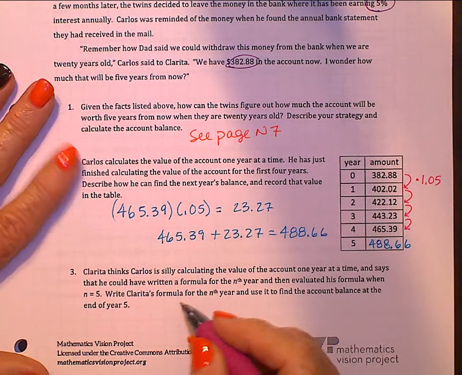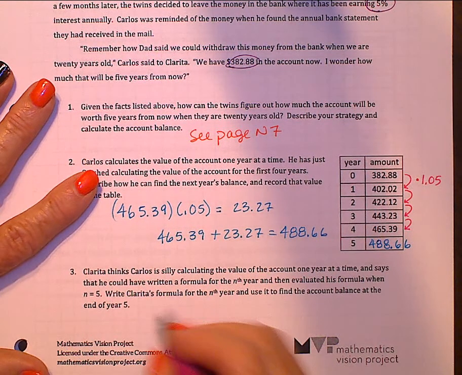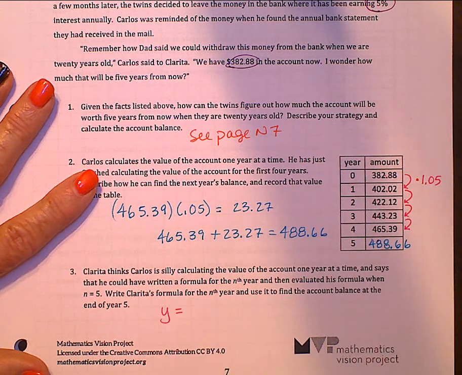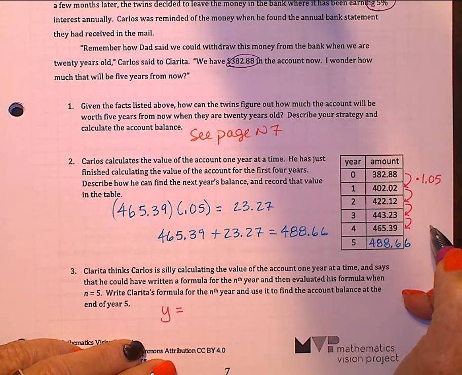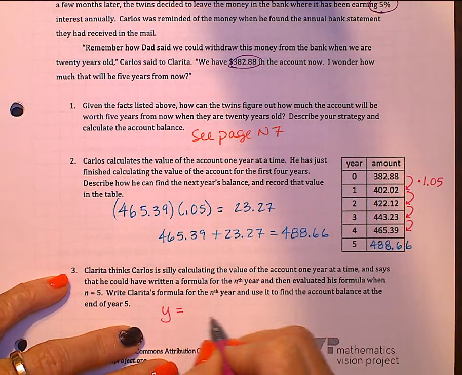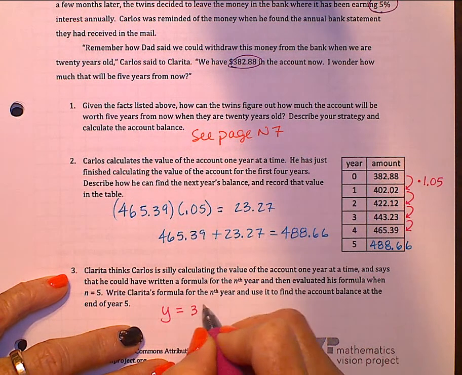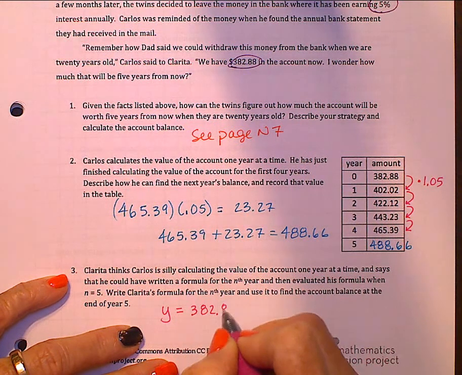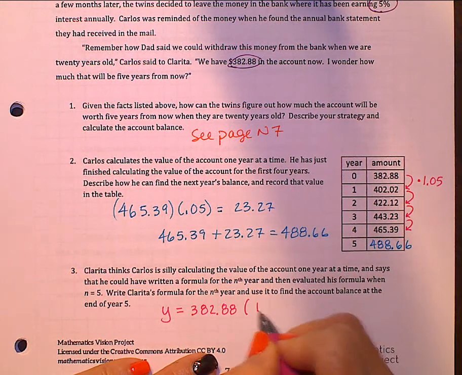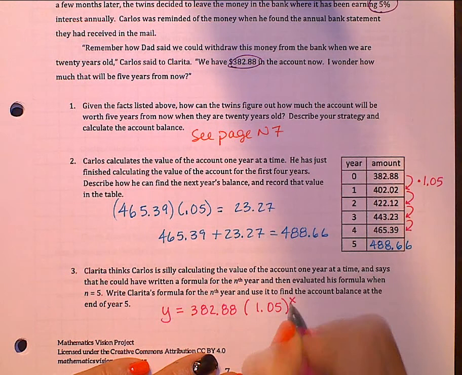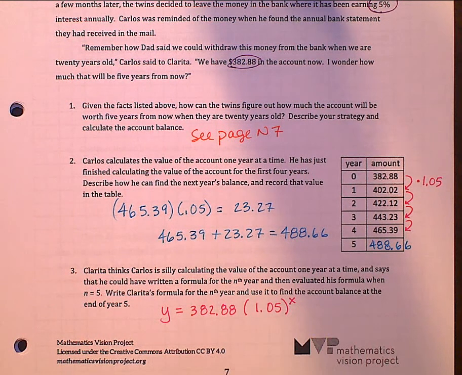So when Clarita writes this equation, she gets that y equals, it's exponential. We're multiplying by 1.05 every time. So the initial amount they started with, $382.88, and they multiplied by, every time, 1.05 to the x. There we go. There's Clarita's question, or idea, actually.